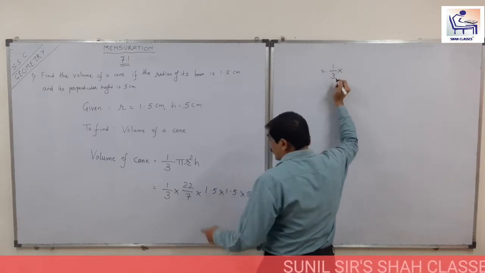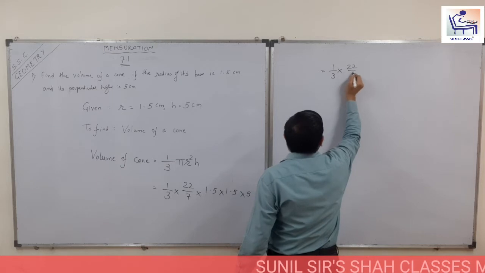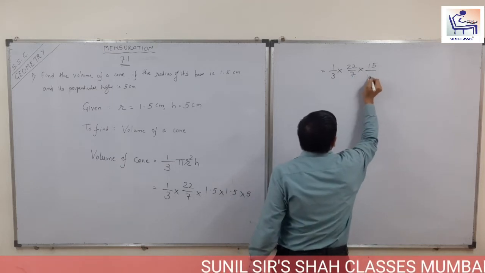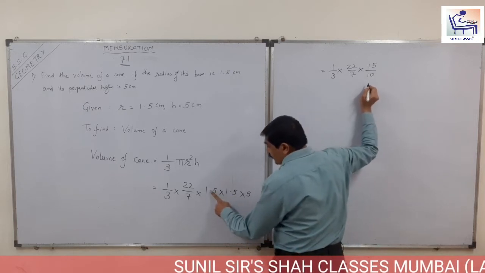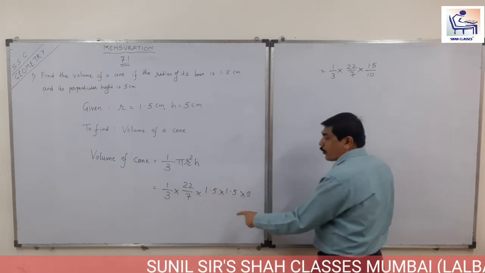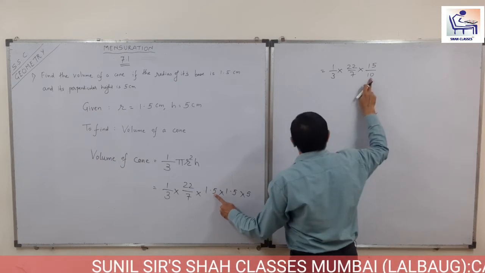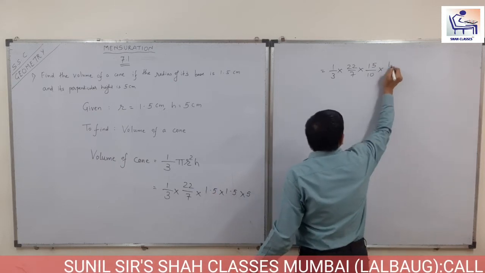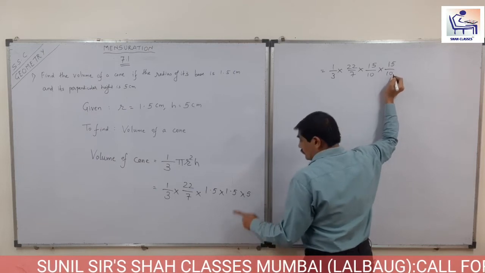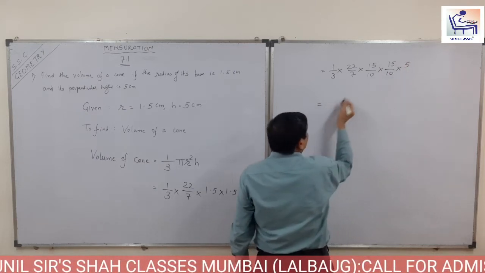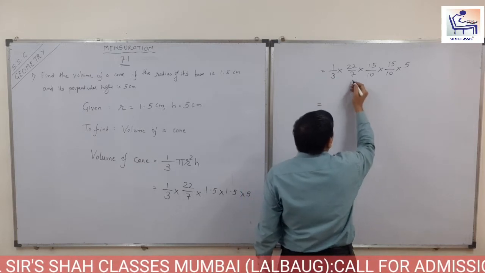So as soon as our cancellation is done, we will get the answer. But here, first of all, I want to remove the decimal point, and to remove the decimal point, after decimal point there is a 1 digit, so I will put 10 here. Then again, here the 5. So let's do the cancellation and find out the answer.